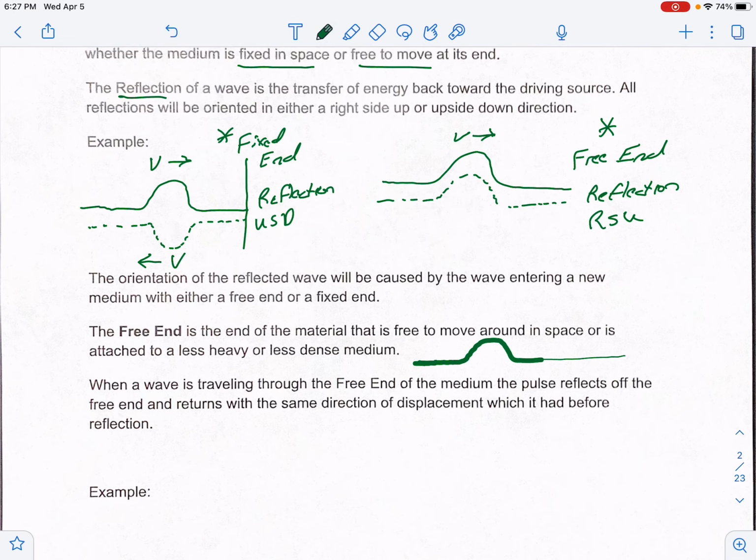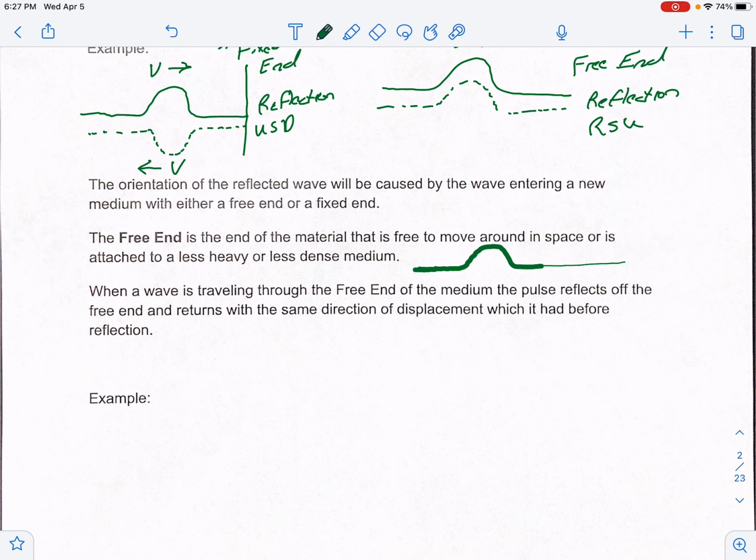Okay, so when a wave is traveling through the free end of the medium, the pulse reflects off the free end and returns with the same direction of displacement which it had before. So that just means it comes back right side up. So there's a couple examples of a free end.